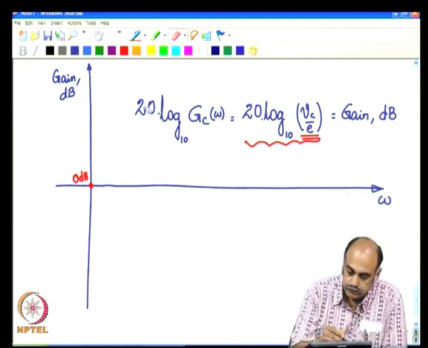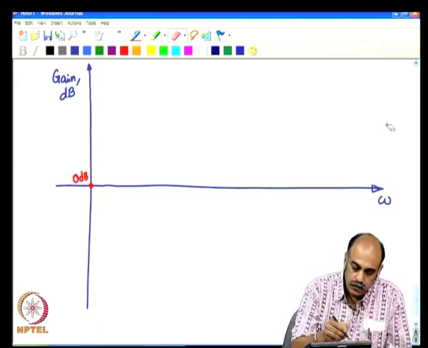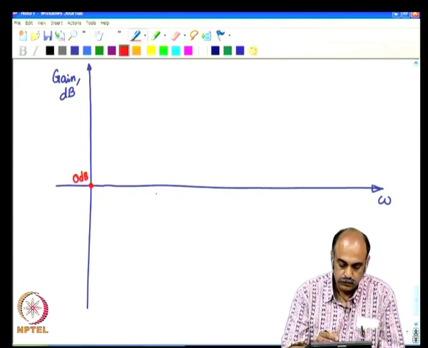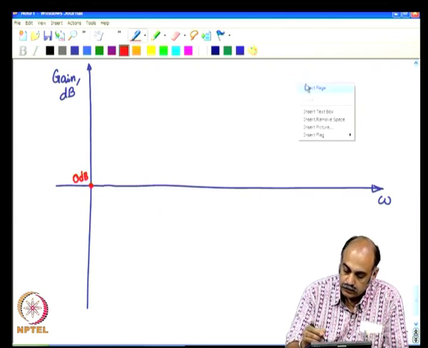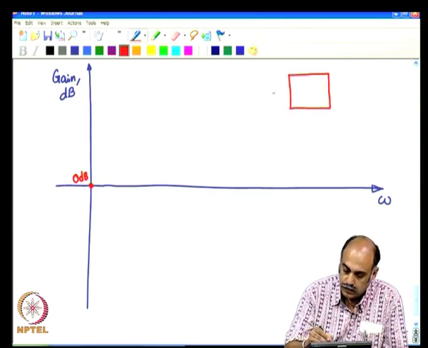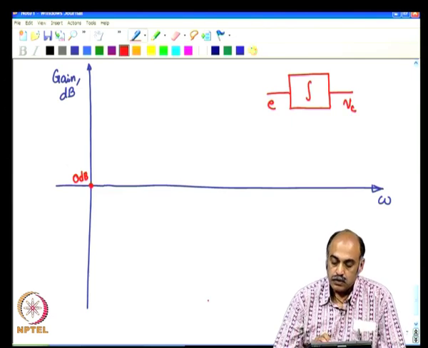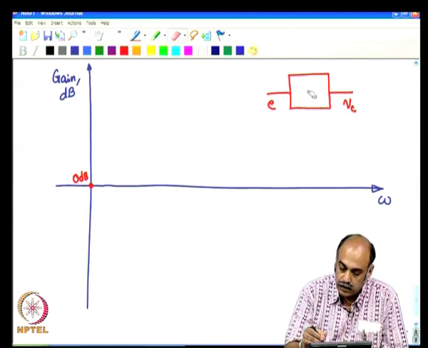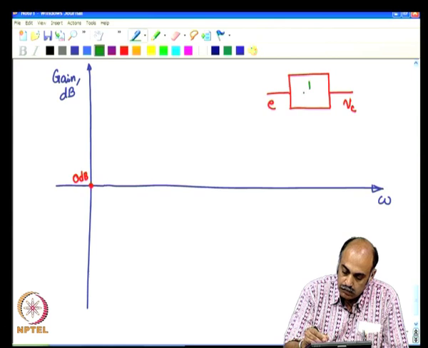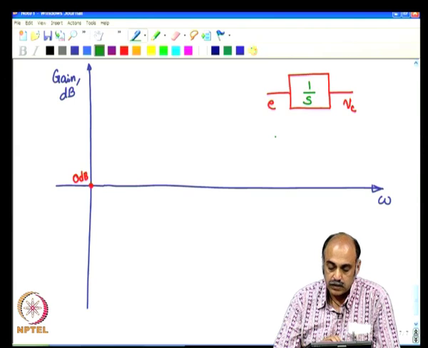So, let us say that we have an integrator, just to give an idea. The integrator has an input and an output. So, in the Laplace domain, this integrator is written as 1 by s. Now, the real part of s is 0. So, s is j omega, it is actually 1 by omega.